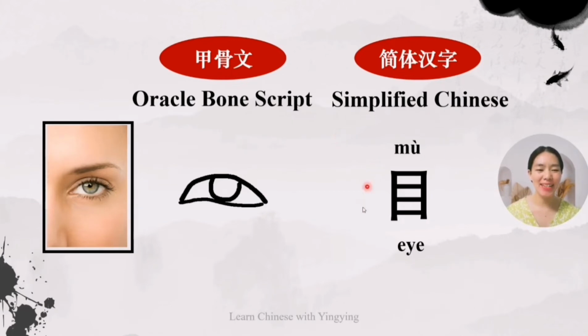Now look at this character. We can see the outline becomes square and upright, and the half circle is simplified into two short lines. But we can still see the strong link between these two, can't we?